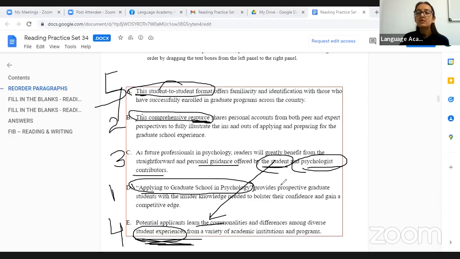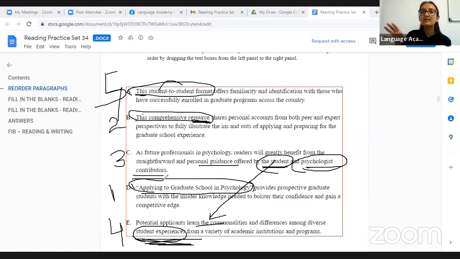So you don't have to assume, Pandey, what is the meaning of personal guidance. Just read what is written there. They said personal guidance offered by the student and psychologist contributors. Means they are both of them there. There can be personal attention given by, yes, student to student. But what they have written, this is the biggest mistake that students do, is they assume things. They apply their own knowledge into the information given. That's a wrong way of solving. You only have to read and understand what's given. Only use that information. Don't put your own information into what does this mean and that mean. That will lead to a wrong understanding.